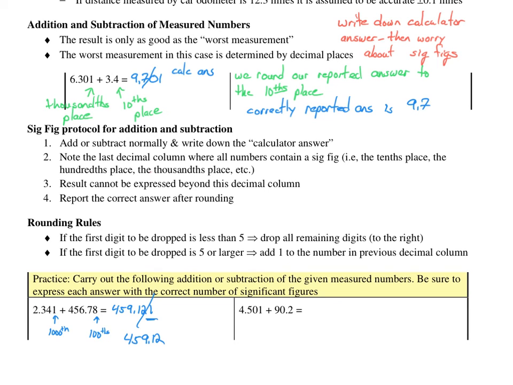459.12. The second problem, again, we write down our calculator answer first. Our calculator answer is 94.701. Looking at our decimal places, this is the thousandths place, and this is the tenths. So we can't go beyond the tenths place. We round down to 94.7.